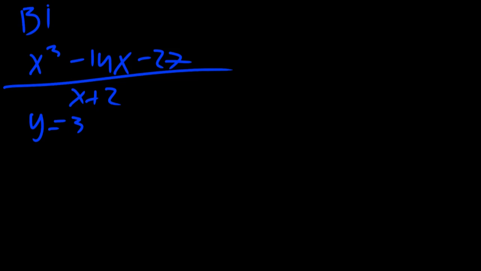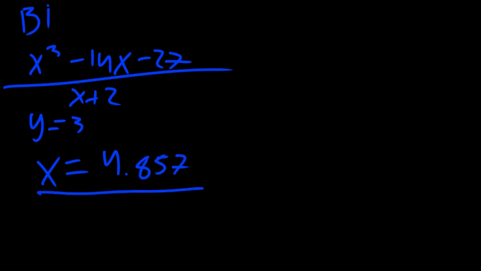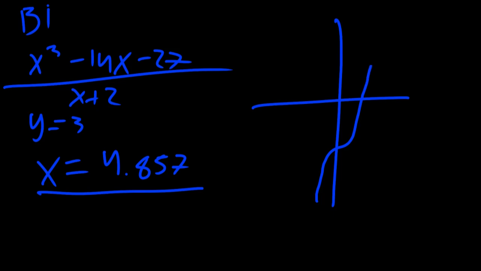And that value is x is equal to 4.857. That's our answer. And your graph should look something like this, where that straight line is y equals 3 and all the other stuff is g of x.